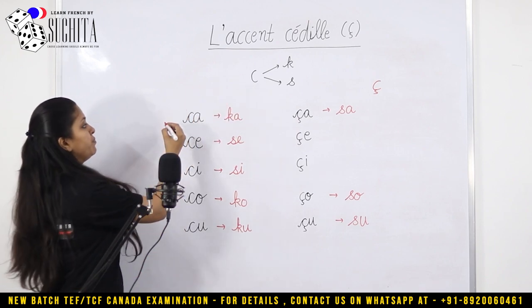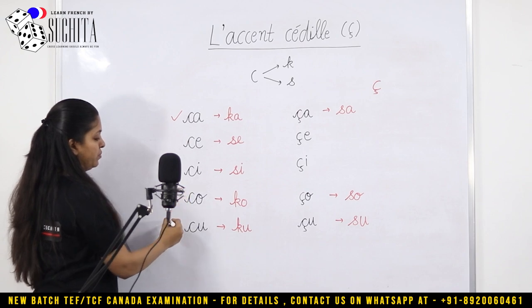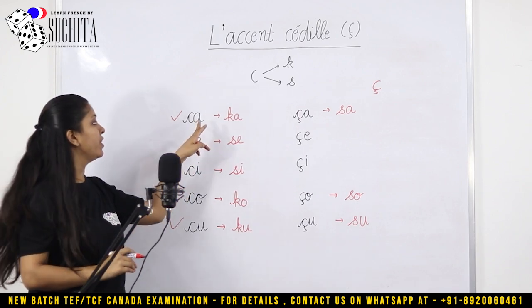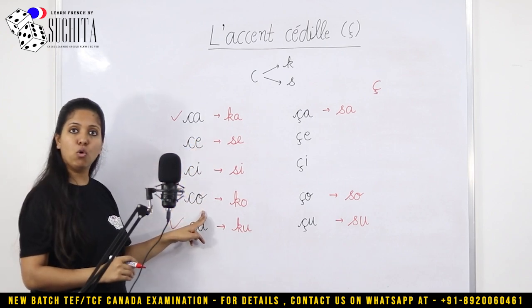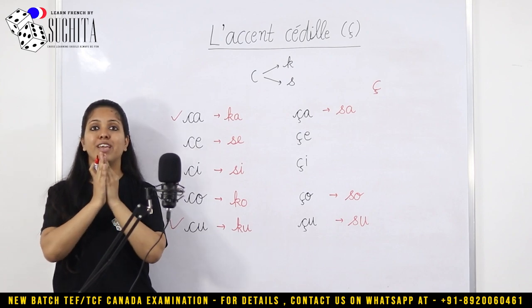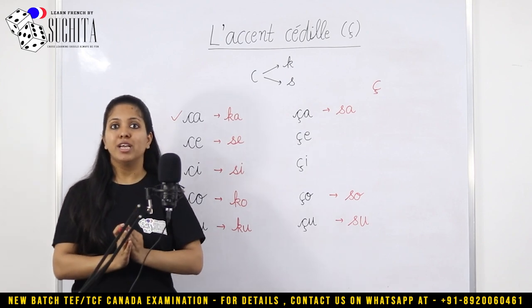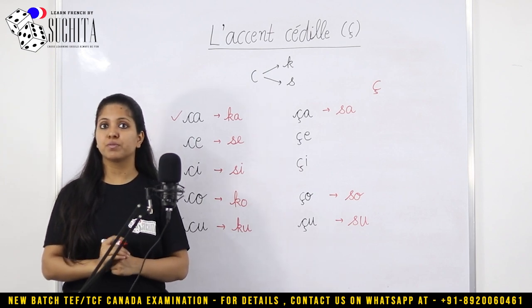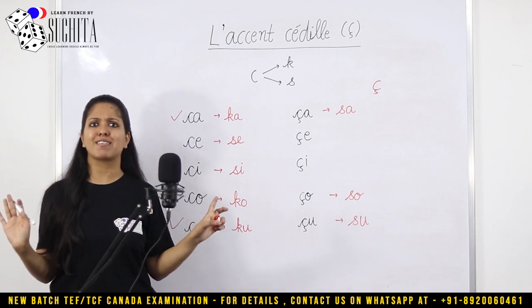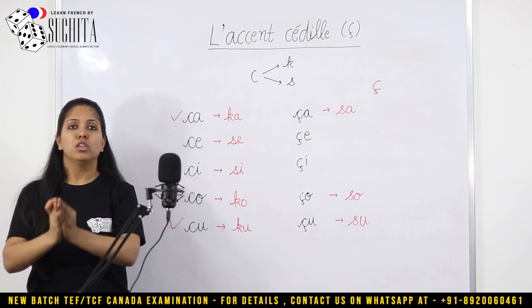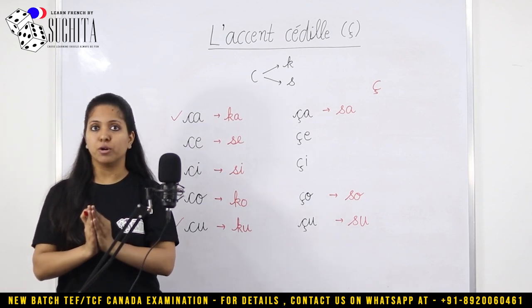So I'm going to tell you, if after C you have A or O or U, these three options, in these 3 cases, the pronunciation of C is ke. Ke. Remember that. There is no role of accent as of now. After C, if you have A or O or U, the pronunciation of C is ke.